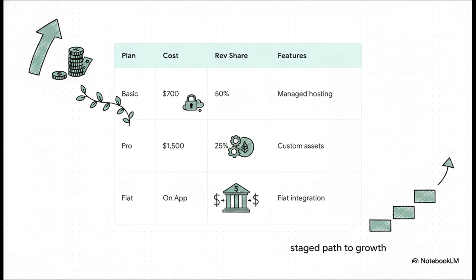From there, as the business naturally grows, they can scale to the Crypto Pro plan at $1,500 to add their own custom assets and eventually upgrade to the Fiat Master plan. That one opens up full banking integration and fiat currency on-ramps, so it's a very clear, staged path to growth.